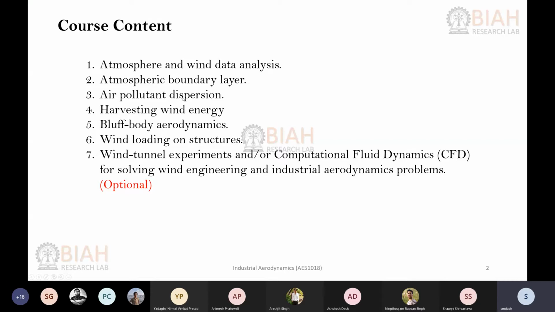So the first three chapters are about atmosphere and wind. Then the next one will be on wind energy harvesting, then bluff body aerodynamics, and in that itself you can see there will be fluid structure interaction, kind of wind loading on the structures, which we will also investigate. And at the end, if we have time, I will mostly give term papers on this subject, like wind tunnel experiments or CFD on wind engineering and industrial aerodynamic problems. If I have time, then I will go through some of the details; otherwise, this will mostly be of the term paper type.